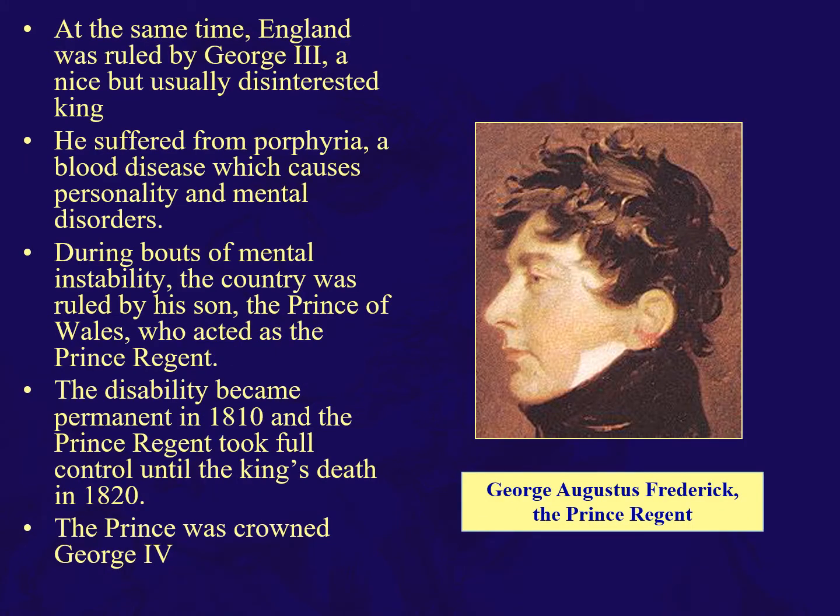In England, George III. Remember George III from the days of the American Revolution? Nice guy, not very interested in being a king. He suffered from this blood disease, porphyria, which caused mental disorders. You might remember a movie about 10 or 12 years back, The Madness of King George, which talks about his bouts of mental instability. And when that happened, his son, the Prince of Wales, acted as the Prince Regent. His disability became permanent in 1810, and the Prince Regent took over until the king's death in 1820, and the prince, George Augustus Frederick, was crowned King George IV.